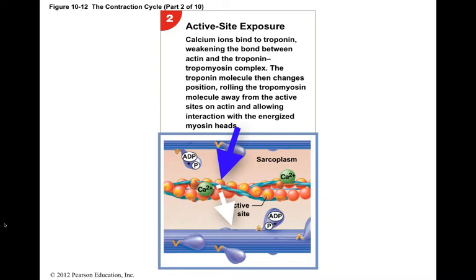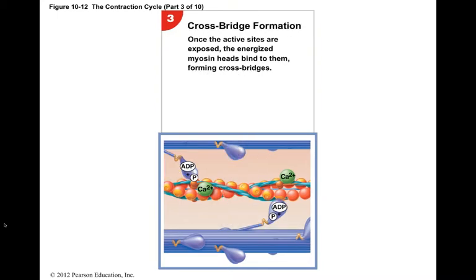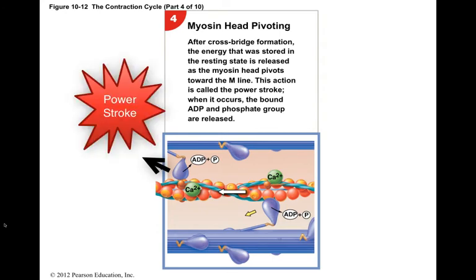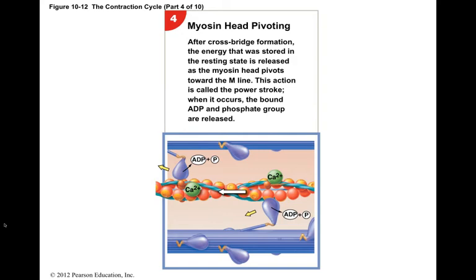When the active sites are exposed, the myosin head can now interact with them. Once the active sites are exposed, the energized myosin heads bind to them, forming cross bridges. The myosin head has already been activated, and when the myosin binds to the actin molecule, the myosin head pivots toward the M line. This action is called the power stroke. When this occurs, the ADP and the inorganic phosphate that were bound to the myosin head are now released.